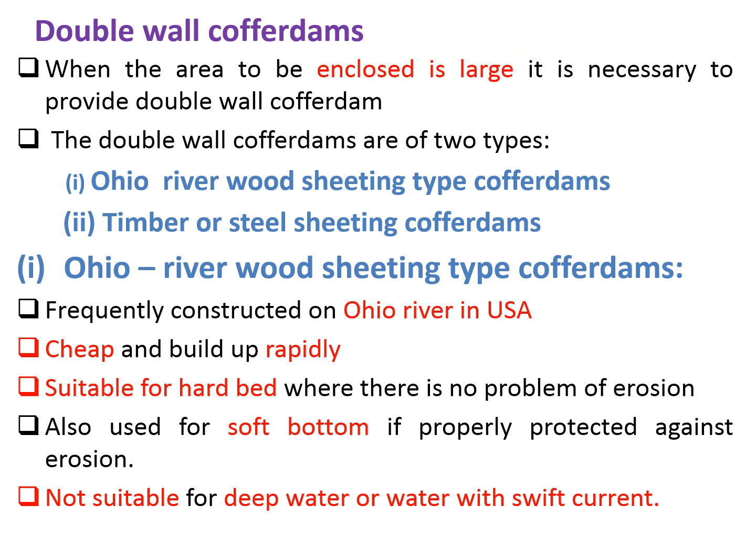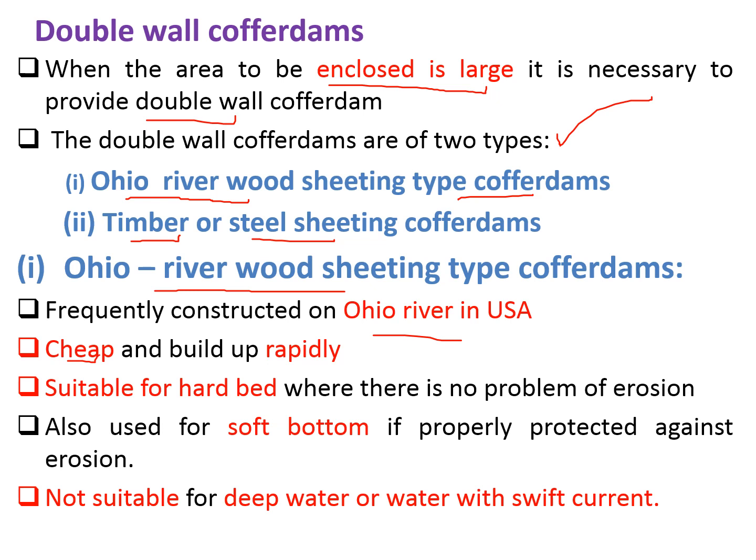So in a double wall cofferdam, when the area to be enclosed is large, it is necessary to provide the double wall. And there are two types. First is the Ohio River wood sheeting type of cofferdam, and second is the timber or steel sheeting cofferdam. The Ohio River wood sheeting cofferdam got its name because it was frequently used on the Ohio River in the USA, and it was cheap and built rapidly, and suitable for a hard bed where there is no problem of erosion.